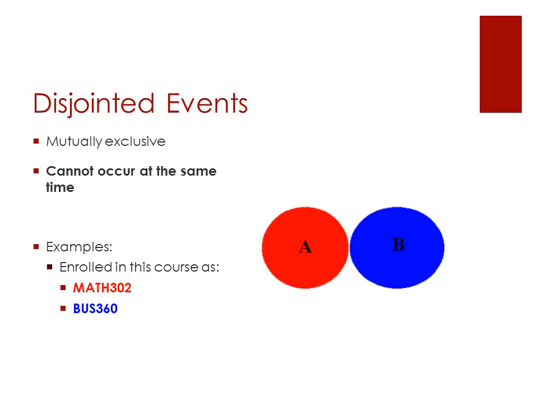This is different than when we look at a disjoint event. Disjoint events are mutually exclusive and they cannot occur at the same time. An example of this would be looking at enrollment in this course. This class actually is listed as several different options.